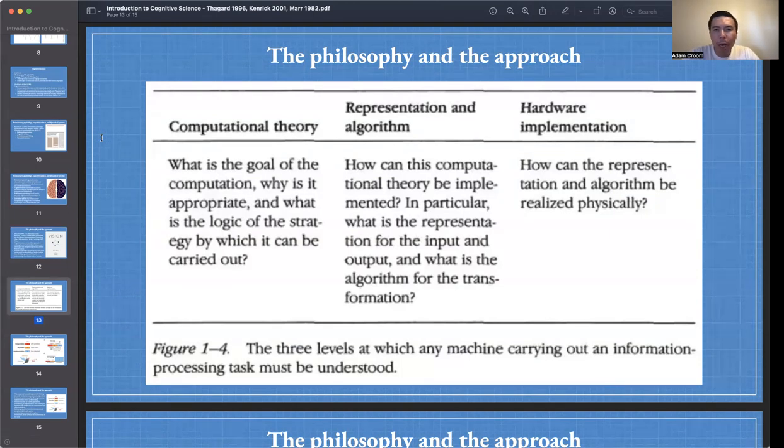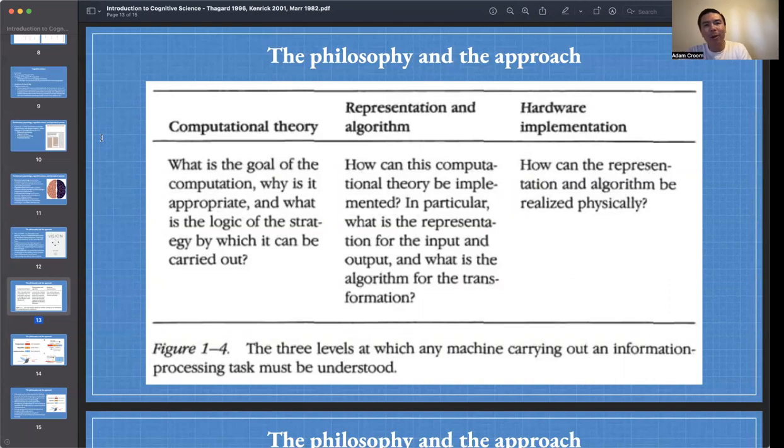In this figure from chapter 1, we see that there are 3 levels at which any machine, biological or non-biological, carries out an information processing task. Okay, the 3 levels at which that information processing task can be understood are in terms of the computational level, the algorithmic level, and the implementation level.